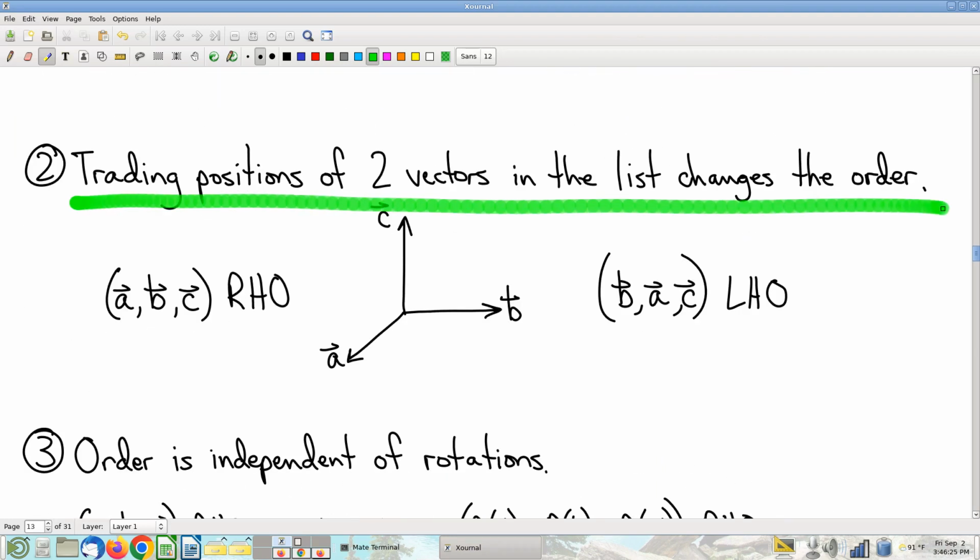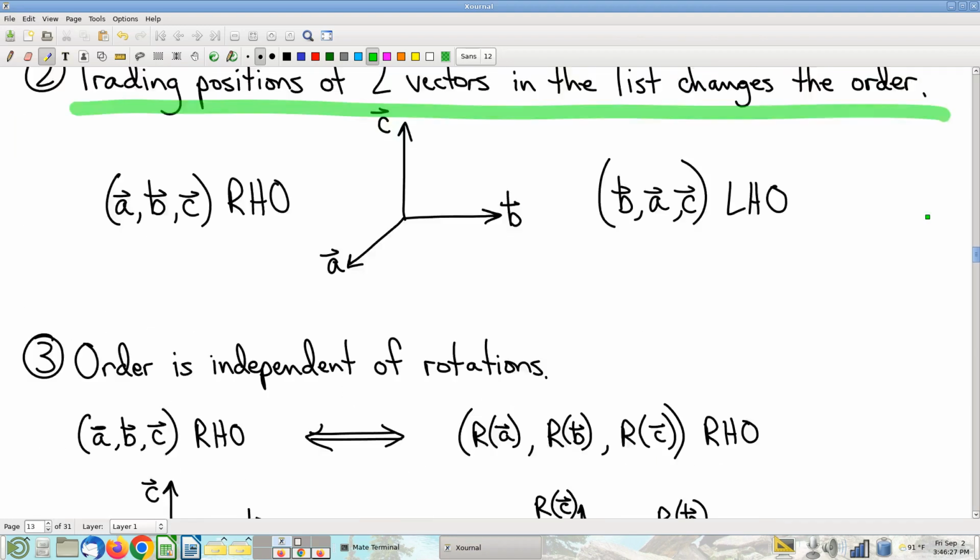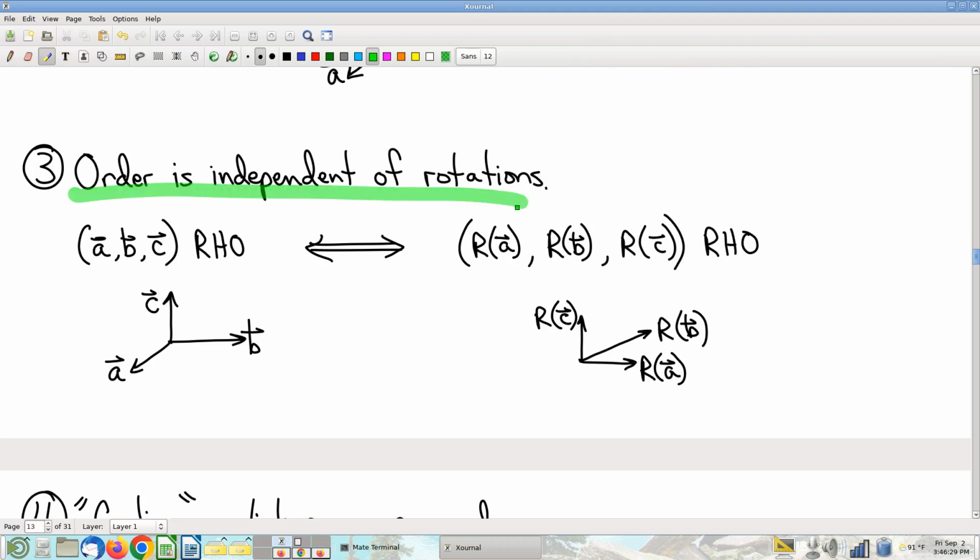Trading 2 of the vectors changes the order, and rotations don't do anything. Right-handed and left-handed have all the same properties that clockwise and counterclockwise do. It's just that it's for 3 vectors in 3 dimensions instead of 2 vectors in 2 dimensions. And so I like to say that this is a 3-dimensional analog of clockwise, counterclockwise.